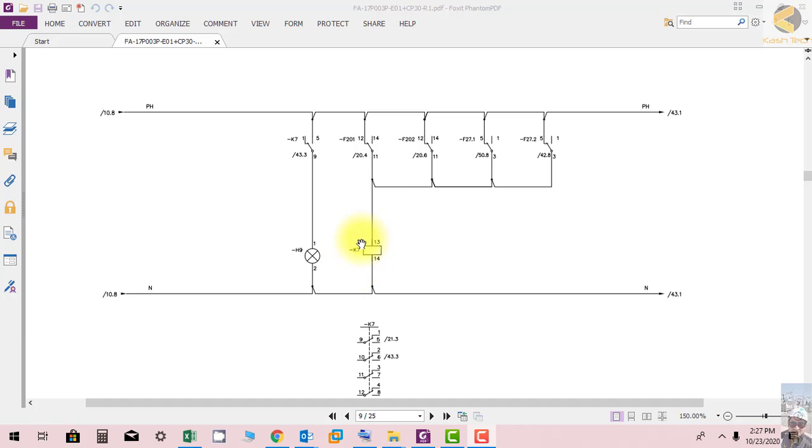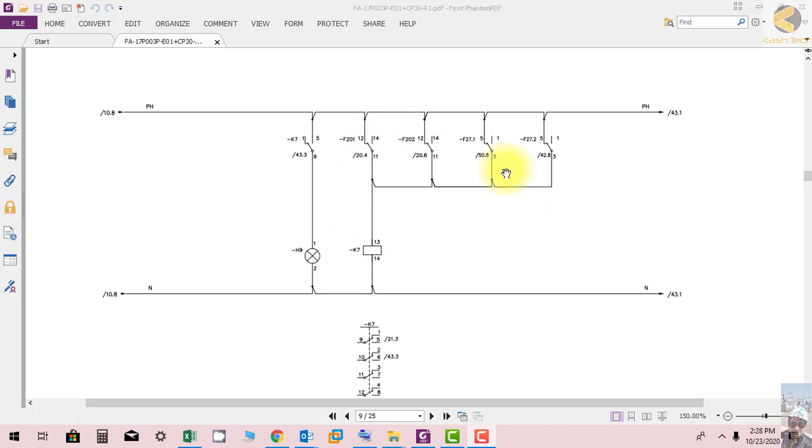When K7 picks up, contacts 5 and 9 will close. The panel already doesn't have a DC supply, so this lamp will glow through the AC supply, like a phase and the neutral. So this is how the normally close contacts of the two MCBs will energize K7. If the input supply to the loop fails, K7 will pick up.